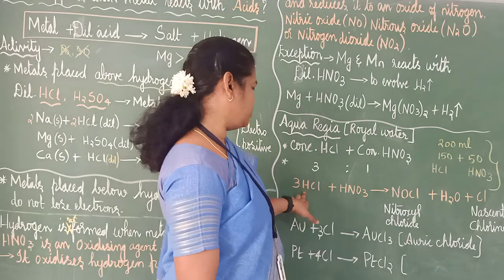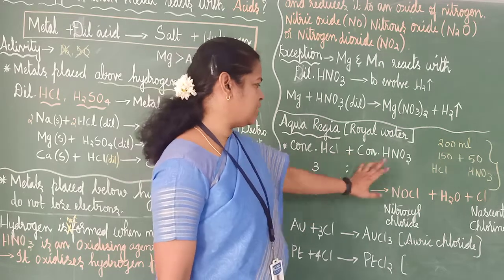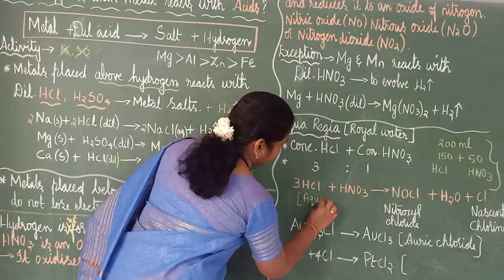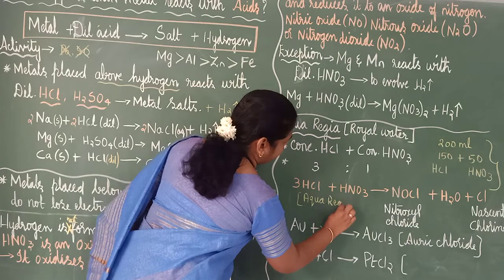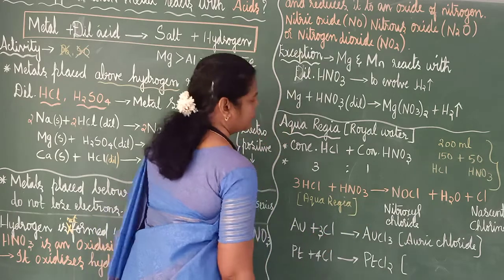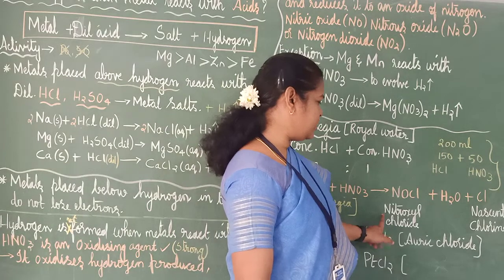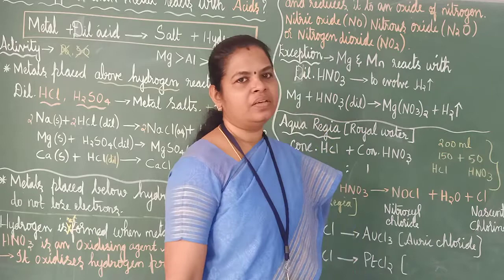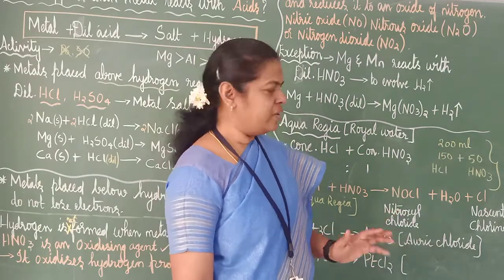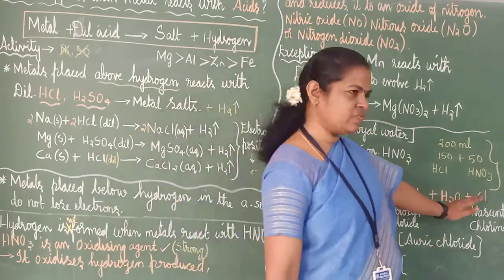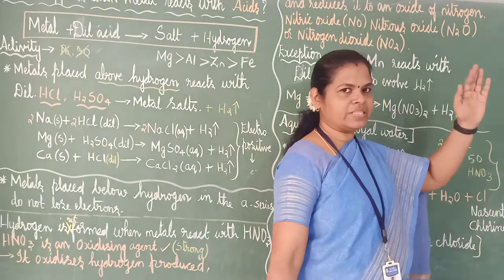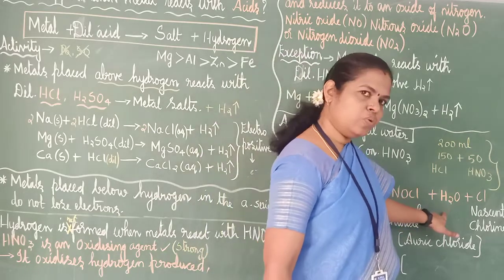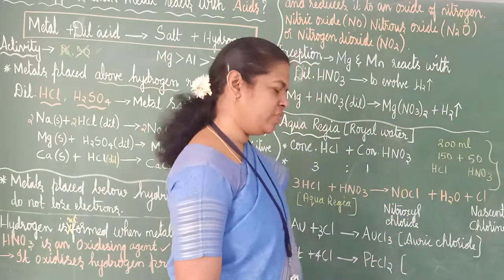Then what happens now? See here, when HCl plus HNO3 is mixed, this is called aqua regia, a mixture. When you mix these two things, you will get nitrosyl chloride plus water plus nascent chlorine. Nascent means just born. When you are mixing like this, chlorine gas will be formed. Okay, but it will not escape, it will remain there.